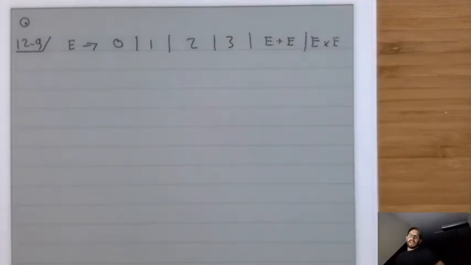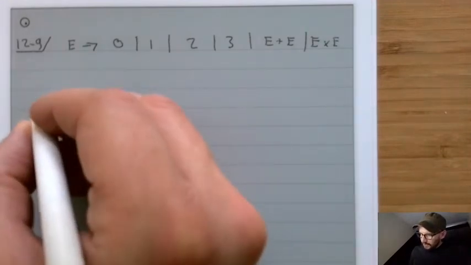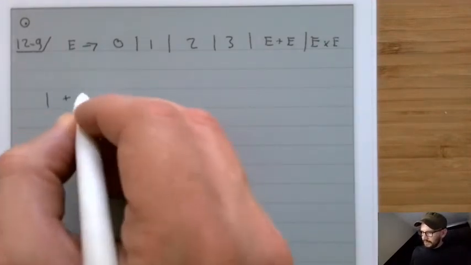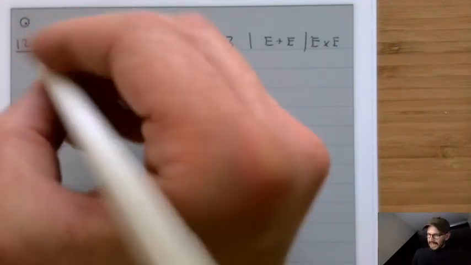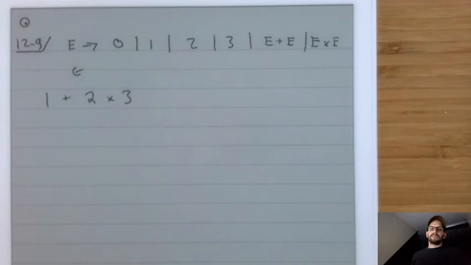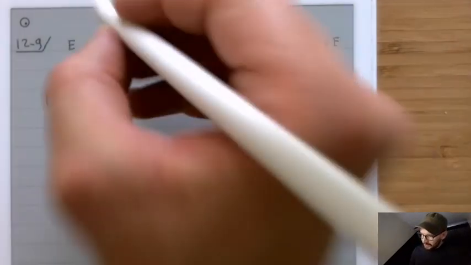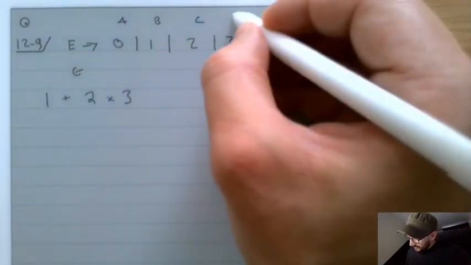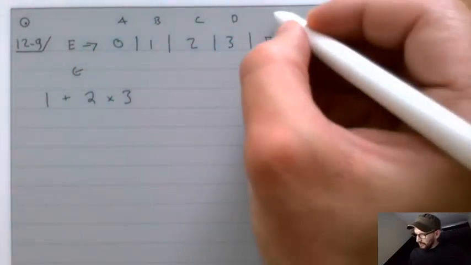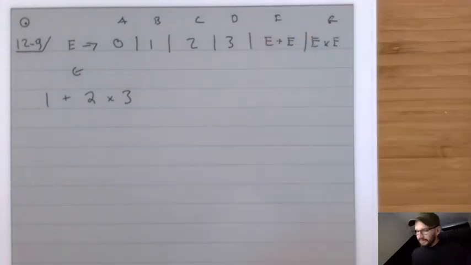Now suppose that I gave you the following expression: 1 plus 2 times 3. Is that inside of this language? Well, it is. Here's how we can do it. Let's first label these rules. Let's call this one A, B, C, D, E. Let's call that one F and G. We skipped D.